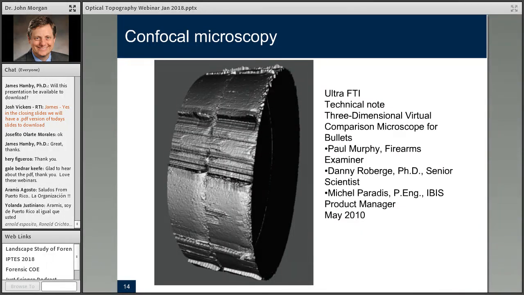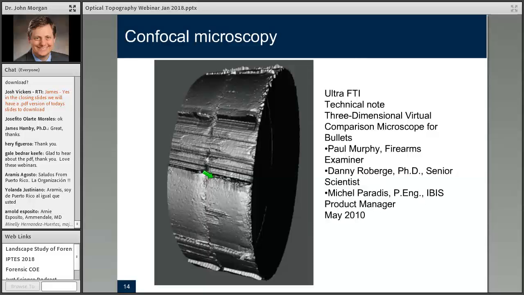And again, just to give you some idea, I just love the beautiful images. This is a cross section from Ultra FTI of a land impression from two different bullets. You can see the comparison line between the two. Really, really beautiful images, and you can see why these create some compelling matches, but sometimes too compelling.